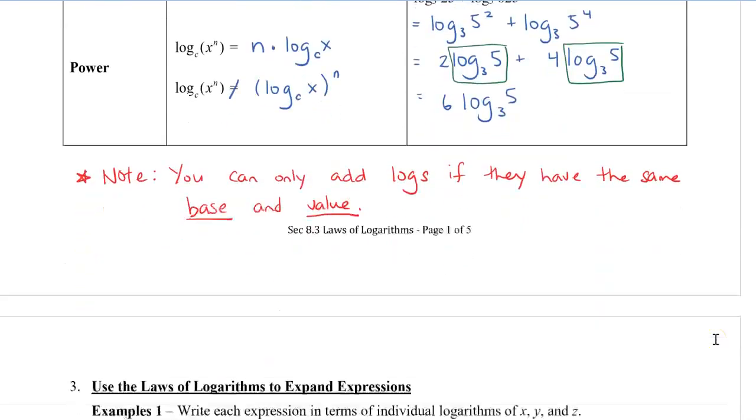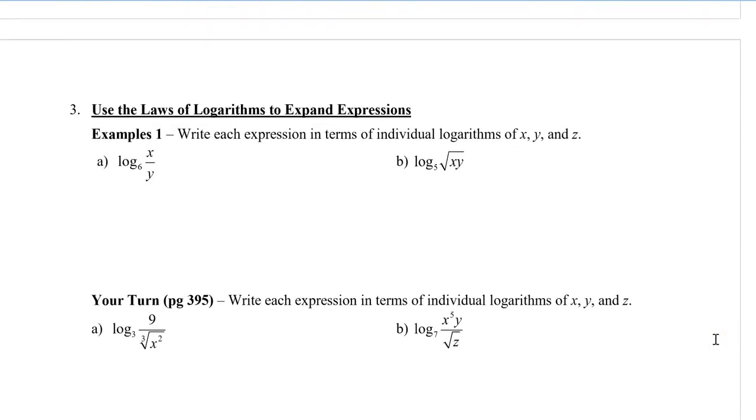So now we're going to take a look at some other types of examples. In this first one here, I want you to write each expression in terms of individual logarithms of x, y, and z, if there is a z. So we're actually just using the laws to see if we can expand these questions here. In this first one, we can see that x is divided by y, which means that we are going to subtract our exponents. So this will be log x with a base of 6 minus log y with a base of 6.